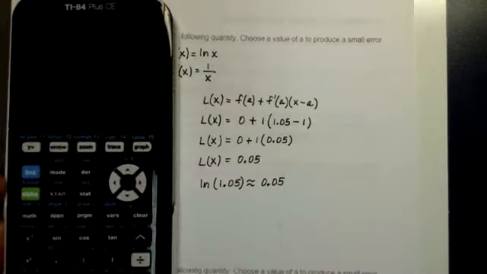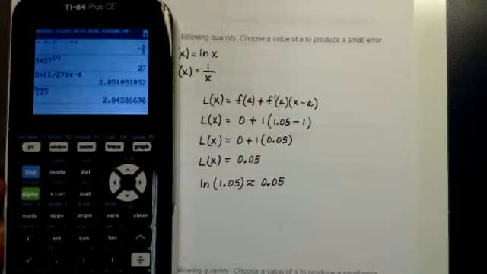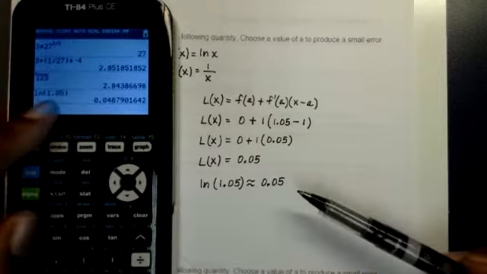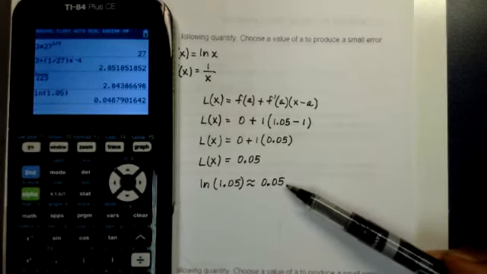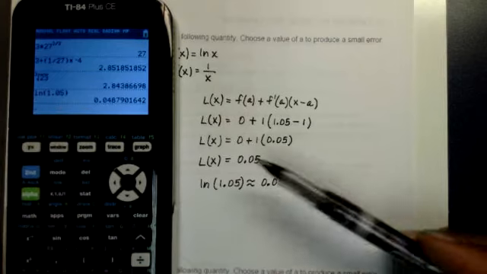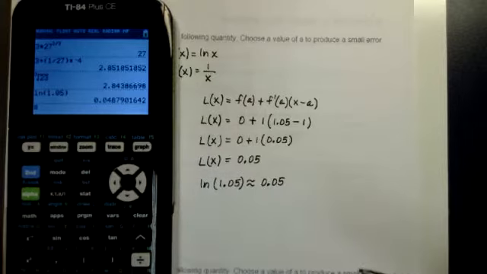So that would be the approximation of the natural log of 1.05. Now, let's say if I want to find the exact value, that way you can see how close this is. So if I do ln 1.05, close parentheses, you'll see how close that is. Using the linear approximation method, that value there is close to the exact value.